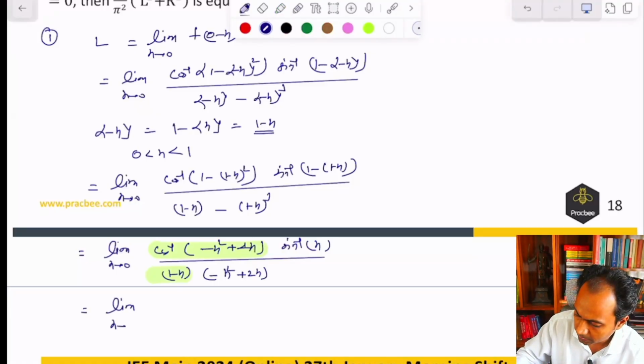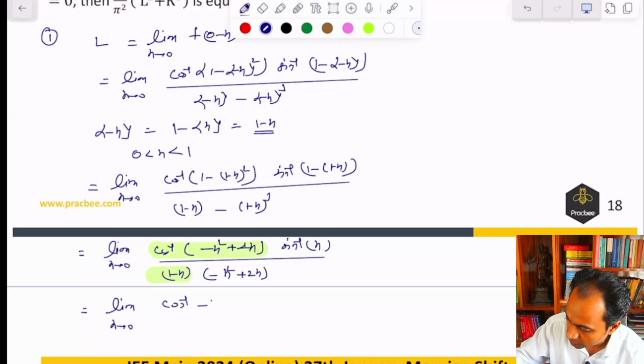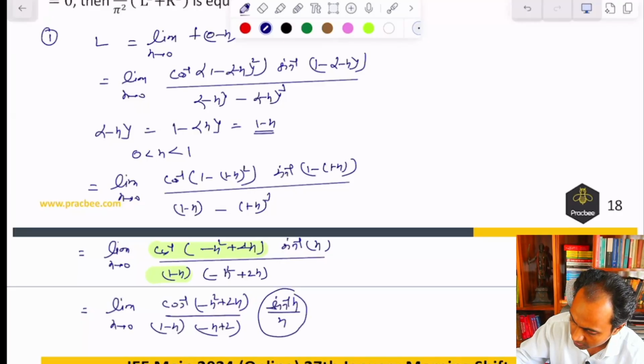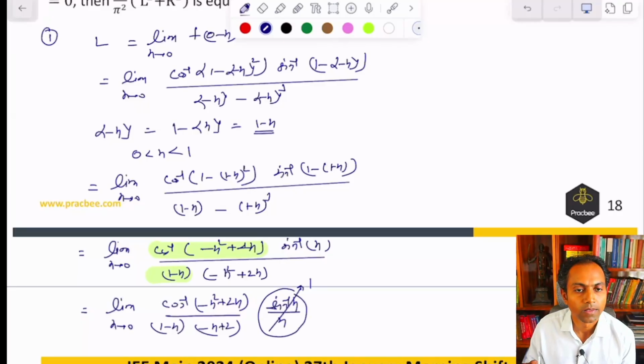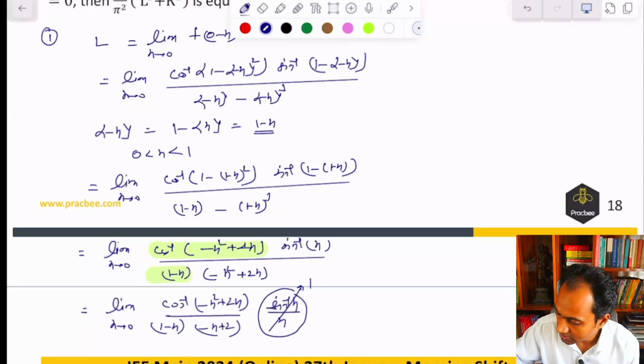So this will become limit h tends to 0. Let us park cos inverse of minus h square plus 2h on one side. Also let us park this 1 minus h, and you can see that if I take h common, this will become minus h plus 2. So what you are ultimately left with is sine inverse h by h. And now we know that this limit is equal to 1.